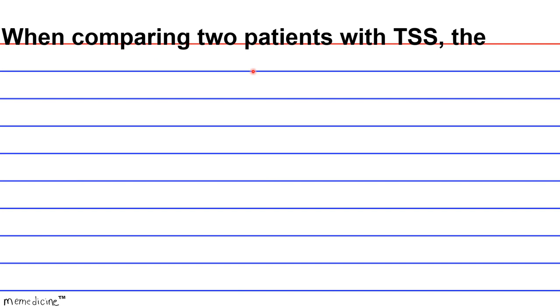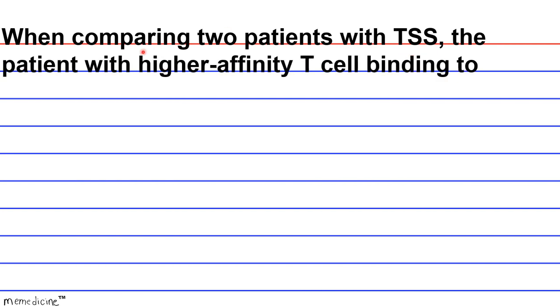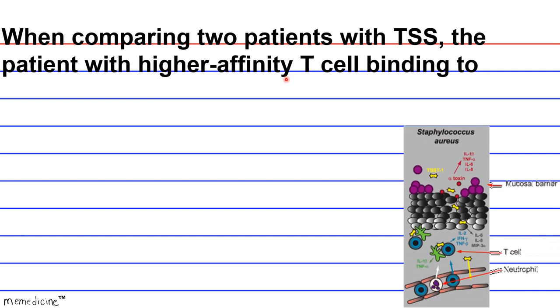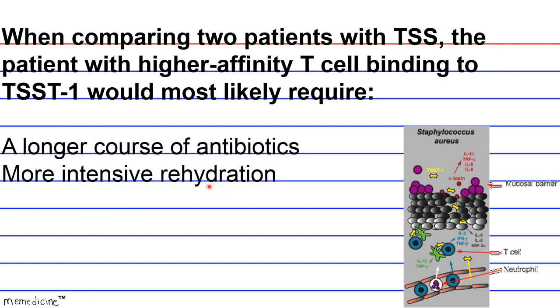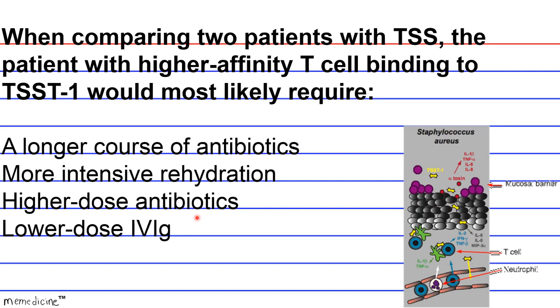When comparing two patients with TSS, the patient with higher affinity T cell binding to TSST1 would most likely require, and remember this is the toxic shock syndrome toxin 1, so they would most likely require A. A longer course of antibiotics, B. More intensive rehydration, C. Higher dose antibiotics, or D. Lower dose IVIG. I'll give you a moment to think and decide. This one is a little tricky, so be careful.